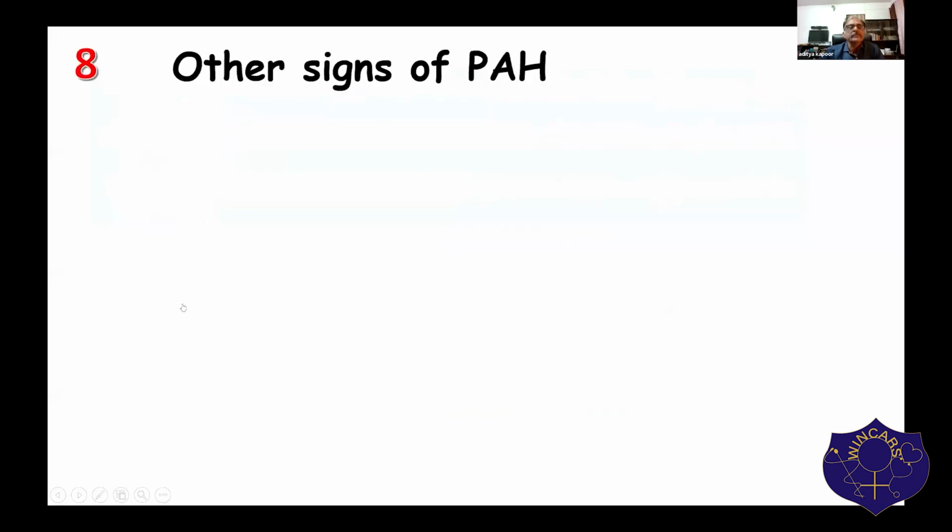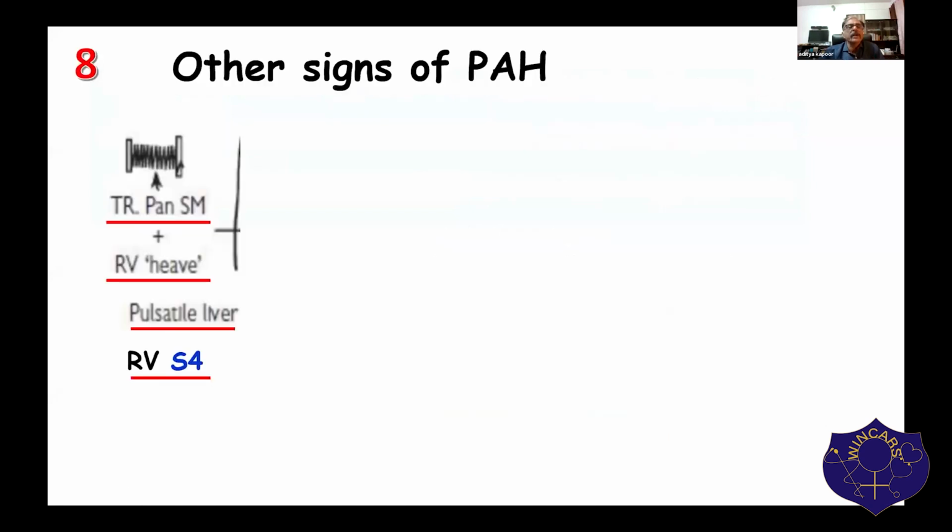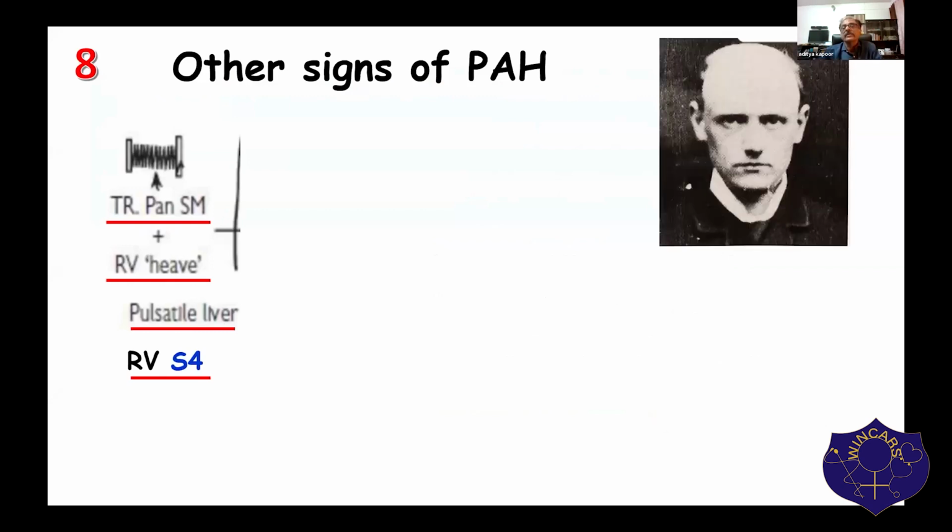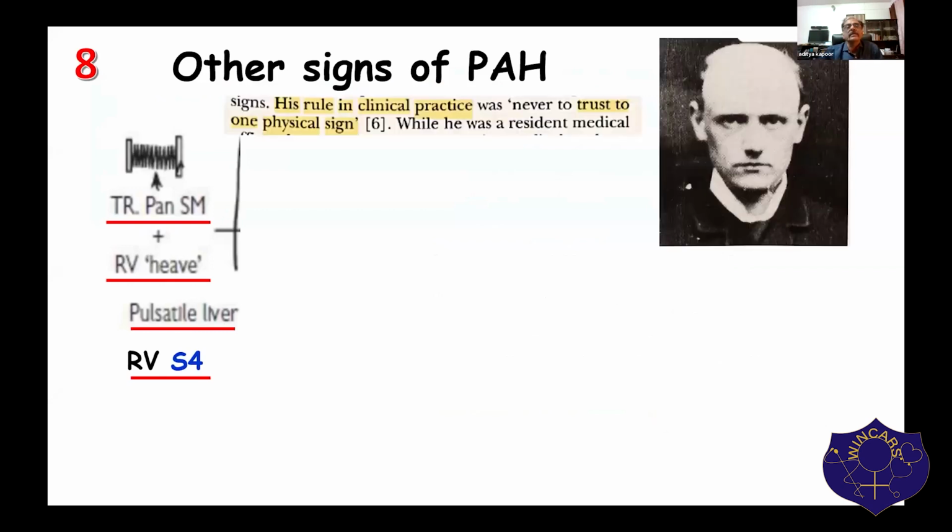Other signs of pulmonary artery hypertension: look for pansystolic murmur of TR. I mentioned already RV heave, pulsatile liver, and a right ventricular S4. Now, who is this guy? This is Graham Steell. And he said, my rule in clinical practice is never to trust one physical sign. So always, as Rupali was also pointing out, look at multiple clinical signs to corroborate all your findings. Just don't go by one sign alone.